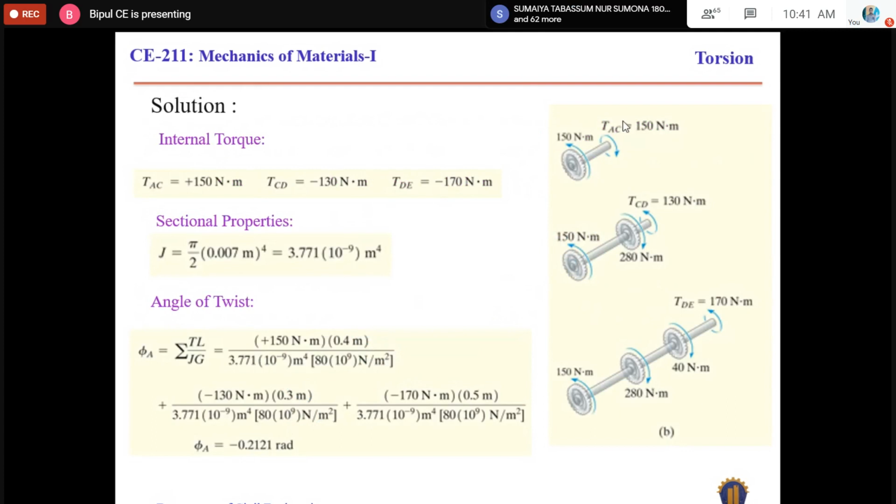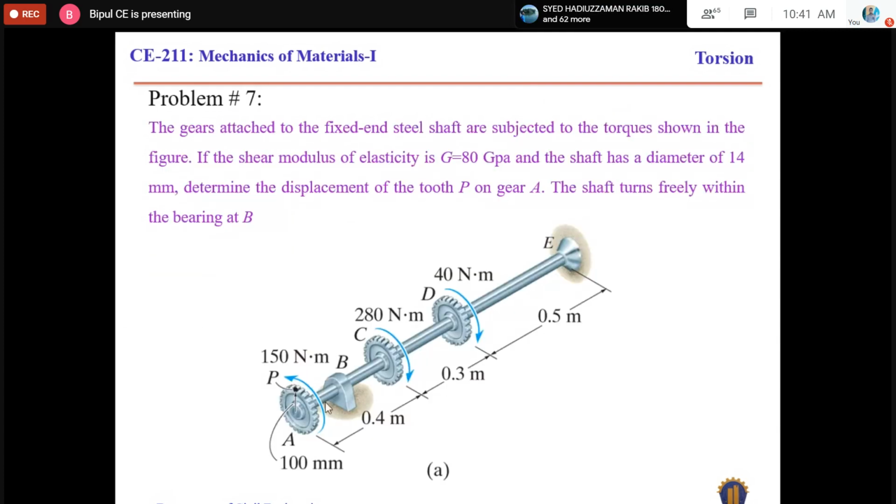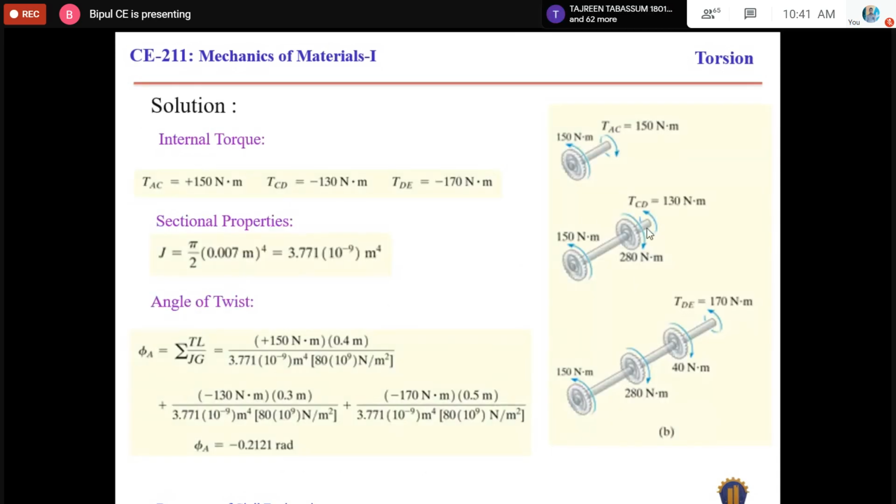Okay, so if you cut anywhere within A and C and draw the free body diagram, it will be similar to this one. The applied torque is 150 Newton meter, and the developed torque is TAC, that means the developed torque within length AC. If we apply the equilibrium condition, the applied torque will be equal to the developed torque. As the applied torque is 150, the developed torque will also be 150.